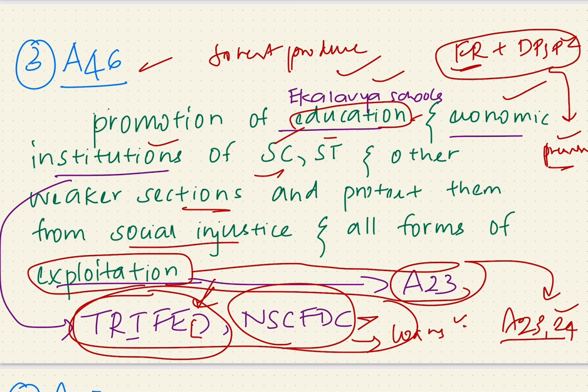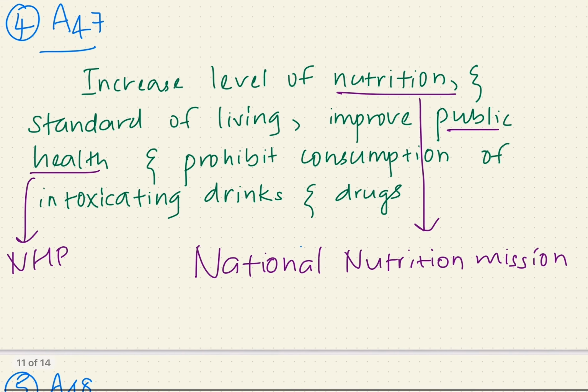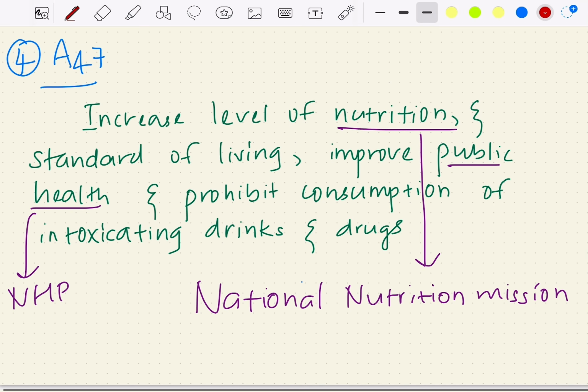This is about Article 46. Next we have Article 47. Article 47 says to increase the level of nutrition, raise the standard of living and improve public health, and prohibit the consumption of intoxicating drinks and drugs.